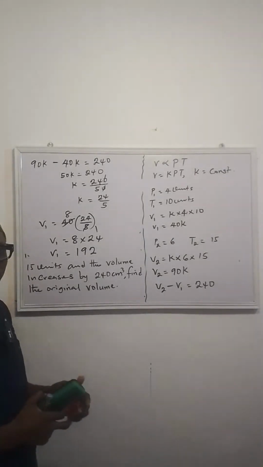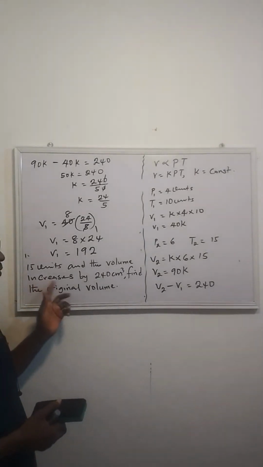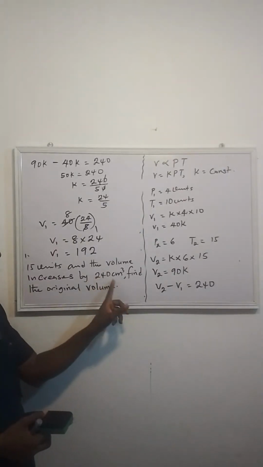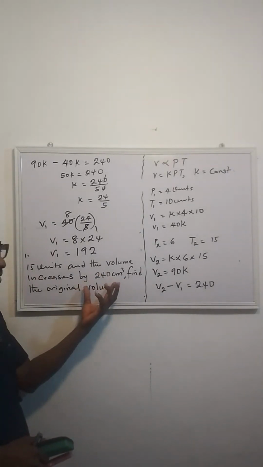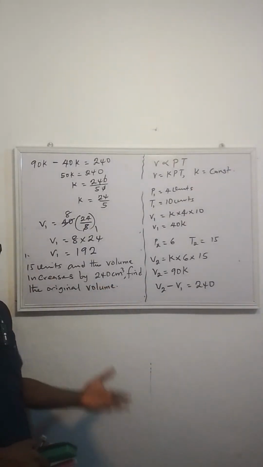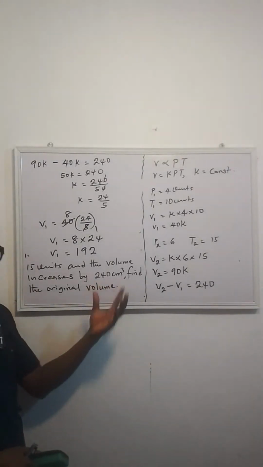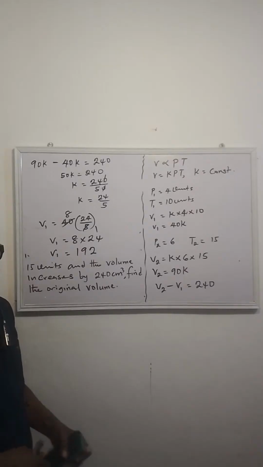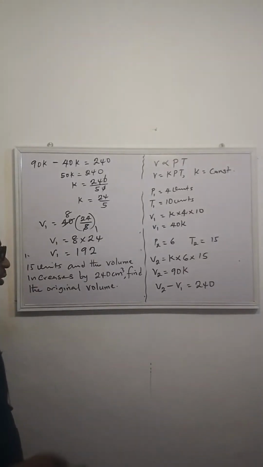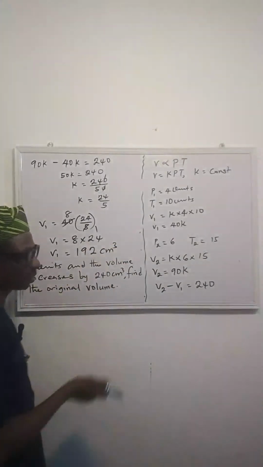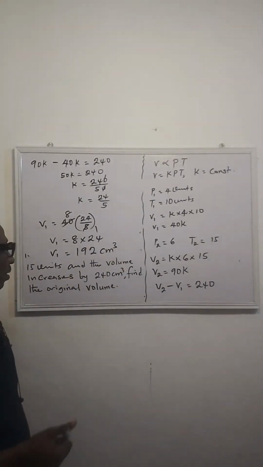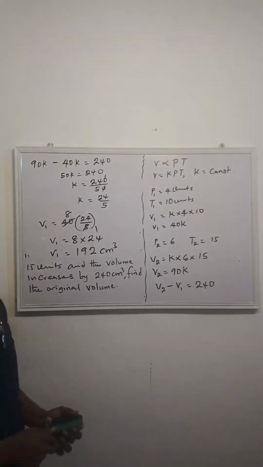Now, why will I be wrong? Because look at the question now. The question describes the volume in centimeter cube. Since the question is asking for volume, your answer must also carry the units. So it must take the form of the question. So in this case, we have centimeter cube. So that is going to be the original volume. All right, so hope you all get that.